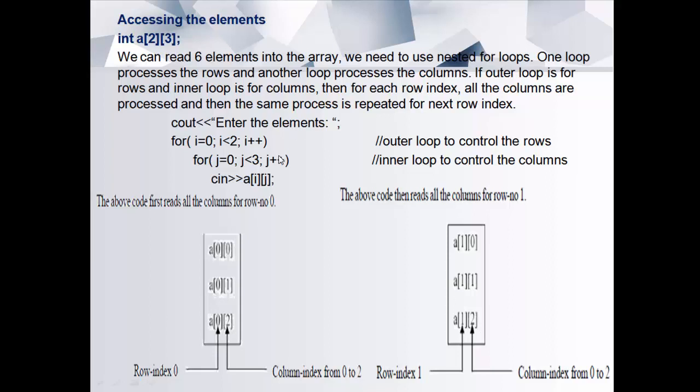Again j is incremented, j becomes 3, 3 is less than 3, the condition becomes false, and the control goes back to the first for loop. Here i is incremented, so i becomes 2 now, 2 is less than 2, the condition becomes false, so the for loop is completed and it terminates. So this is how to access the elements of an array. We can insert or access the elements using the two for loops, one for rows and one for columns.